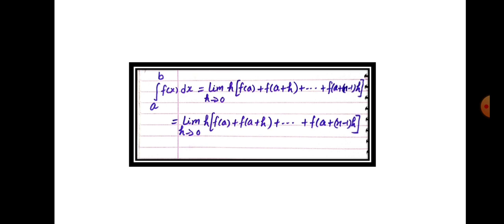So integration from a to b of f(x) dx is equal to limit h approaches 0 of h times [f(a + h) + and so on up to f(a + (n minus 1)h)]. Here h is the width, and f(a + h) up to f(a + (n minus 1)h) are the heights of the rectangles.